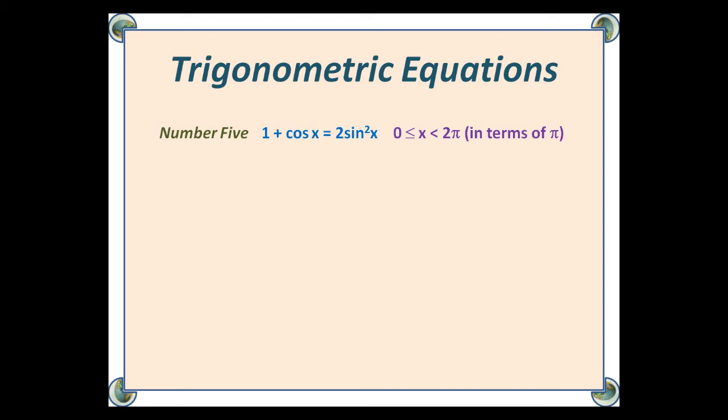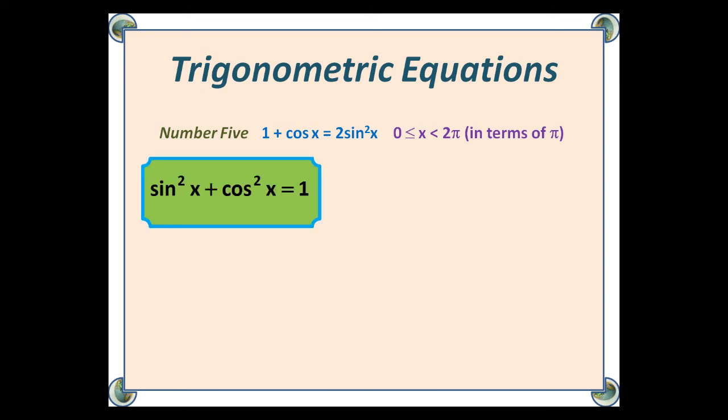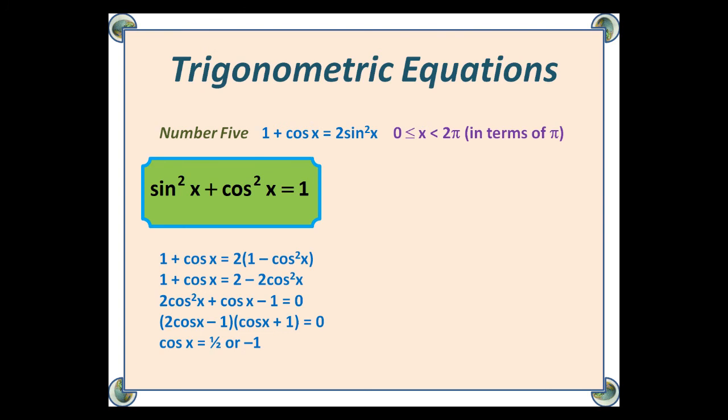Number 5, 1 plus cos x equals 2 sin squared x. This one's in radians as well, in terms of pi. Again, we have 2 variables in our equation, but we can't use the tan x equals sin x over cos x formula, because we've got this squared. So what we do instead is we use sin squared x plus cos squared x is 1. And we eliminate the sin squared x, rewriting it as 1 minus cos squared x.